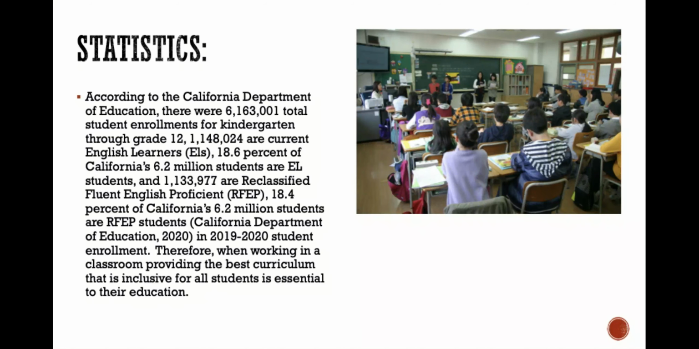The statistics for California is that we have over 6 million students enrolled in kindergarten through 12th grade. Over 1 million of them are EL students, and 18.6% of California's 6.2 million students are EL students, which means that over 1 million are reclassified fluent English proficient, and 18.4% of California's 6.2 million students are RFEP students. And this was the statistics for 2019-2020.